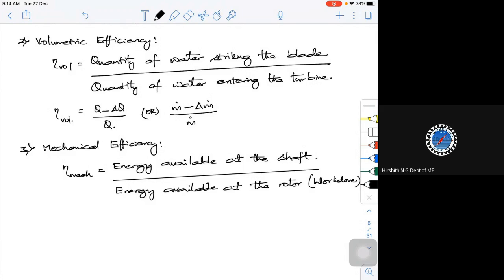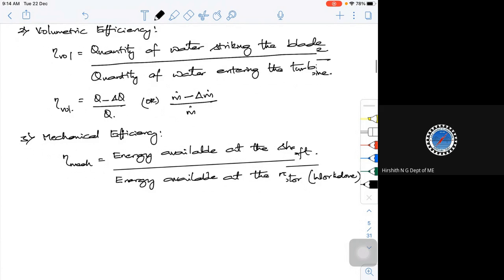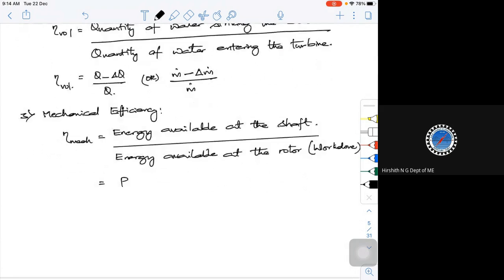So what is it actually? It's the Euler work done. So the energy available at the shaft is the shaft power. We call it P shaft. Here the energy available is VW1 minus VW2 into U. So this is my mechanical efficiency.